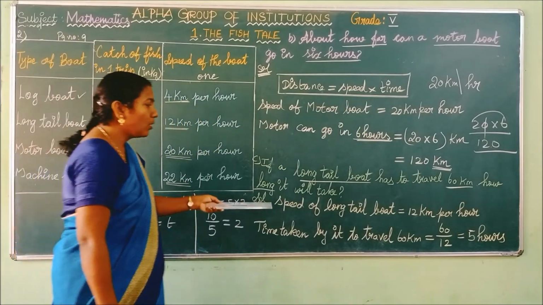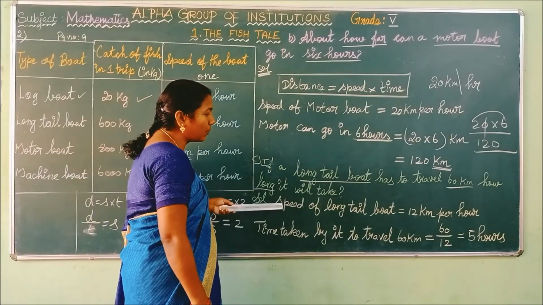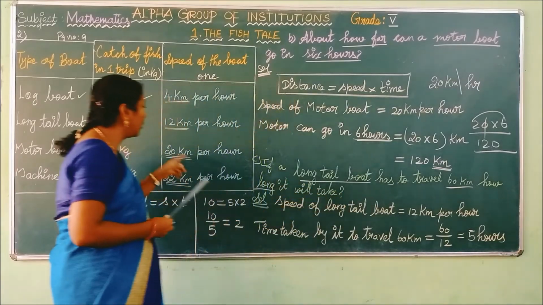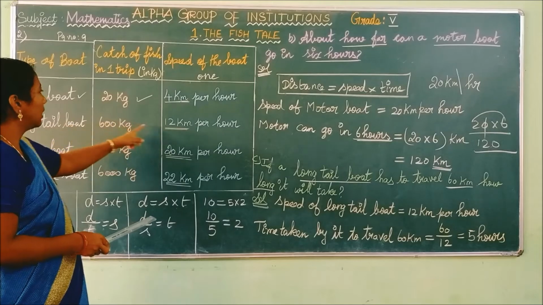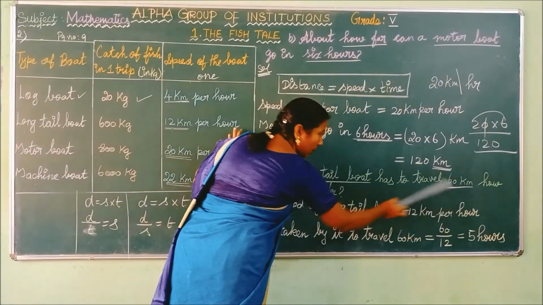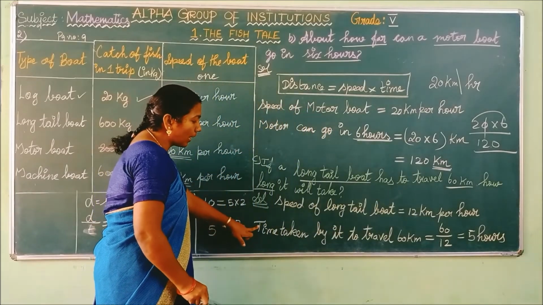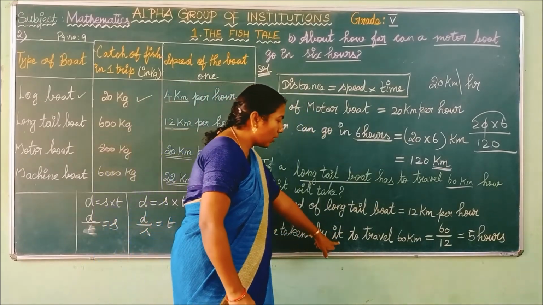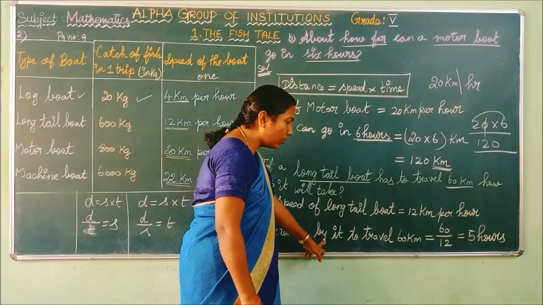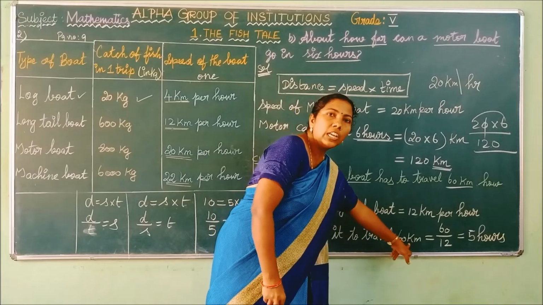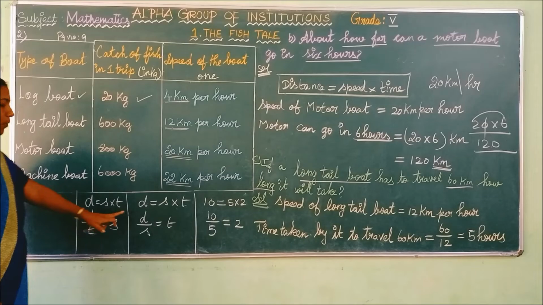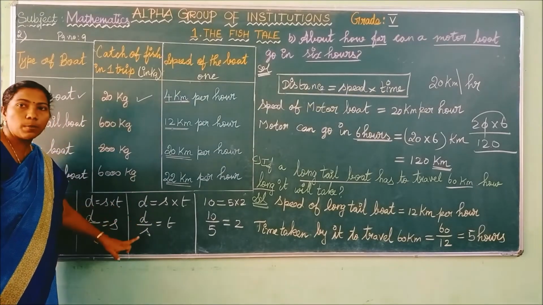Okay, see here. First step, you have to write the speed of the long tail boat. Speed of long tail boat equals, observe the grid column. So long tail boat is here. What is its speed? 12 km per hour. So you have to write 12 km per hour. Okay. Now we have to find the time taken by the long tail boat. So the time taken by long tail boat to travel 60 km equals. How do you calculate that time? By using the formula: time equals distance by speed.